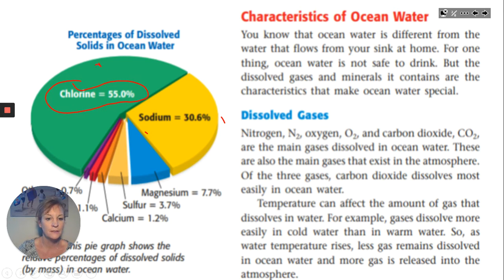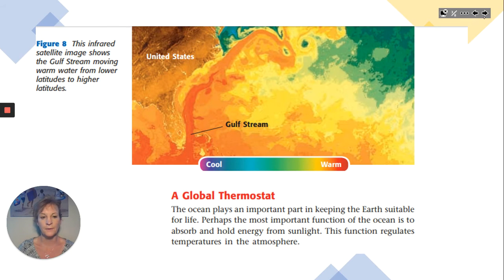So chlorine is Cl on the periodic table. Sodium is Na on the periodic table. And you put the two of those together and you have NaCl, which is salt, right? So most of what's dissolved in the ocean are chlorine and sodium. We also have some other dissolved solids, magnesium, sulfur, calcium, some other trace ones. And then, of course, there are gases dissolved in the ocean water too, mostly nitrogen, oxygen, and carbon dioxide. So that's just a little about the chemistry of the ocean water, what's in the ocean water.